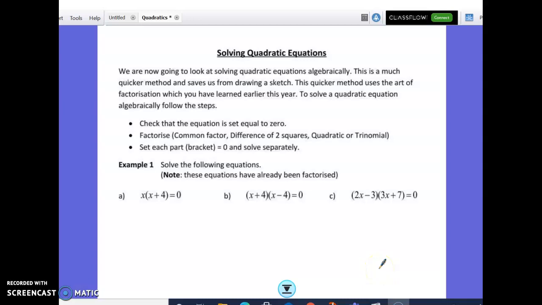We're now going to look at solving quadratic equations algebraically. It saves us having to draw a sketch if it's not drawn out for us already, and is in some ways a lot simpler way than using a graph, a more accurate way than using a graph as well.